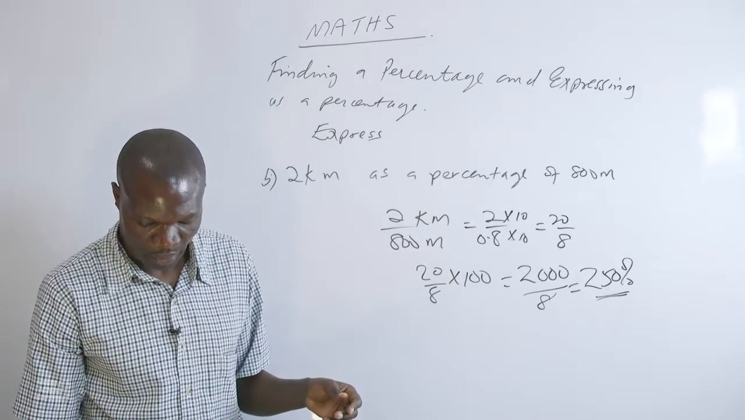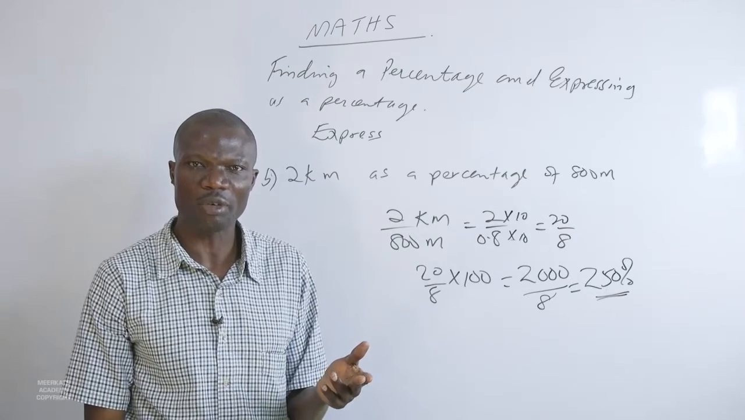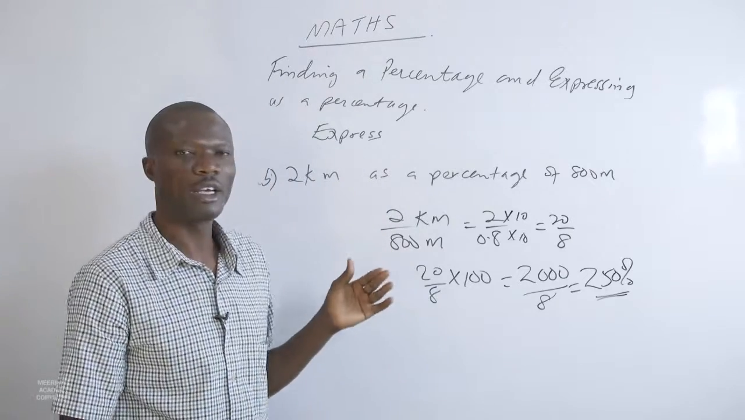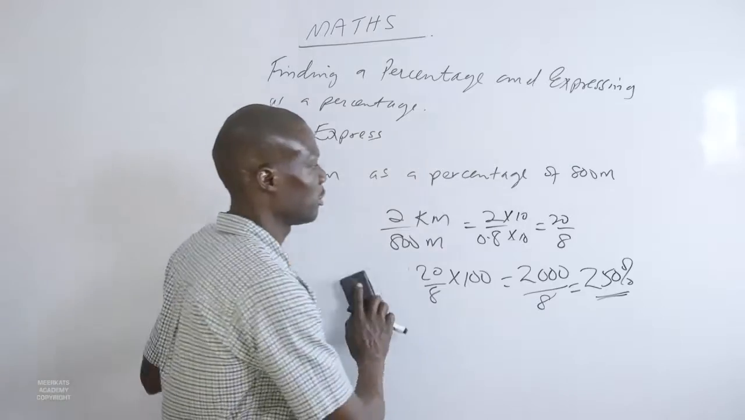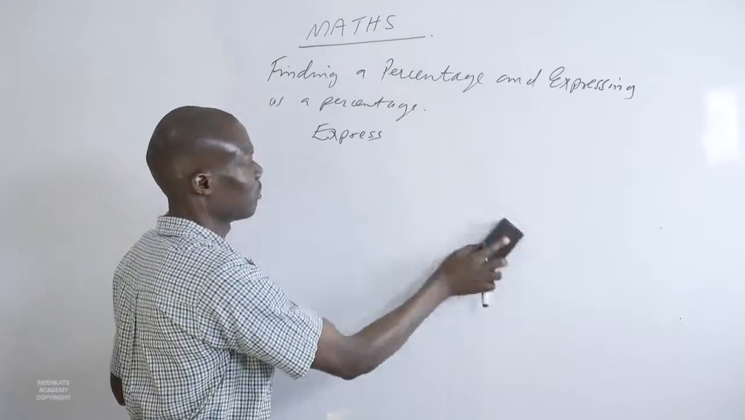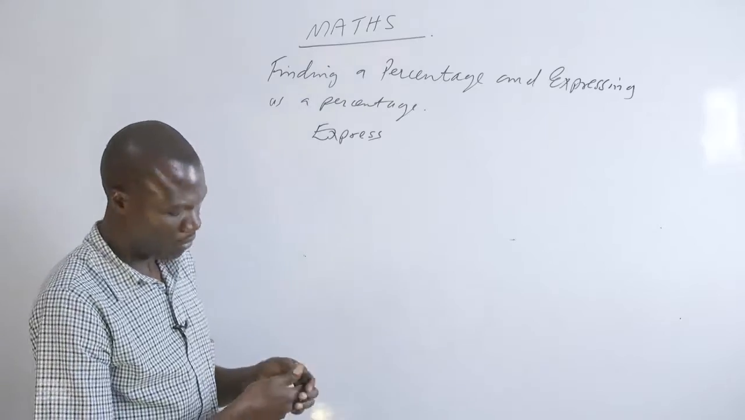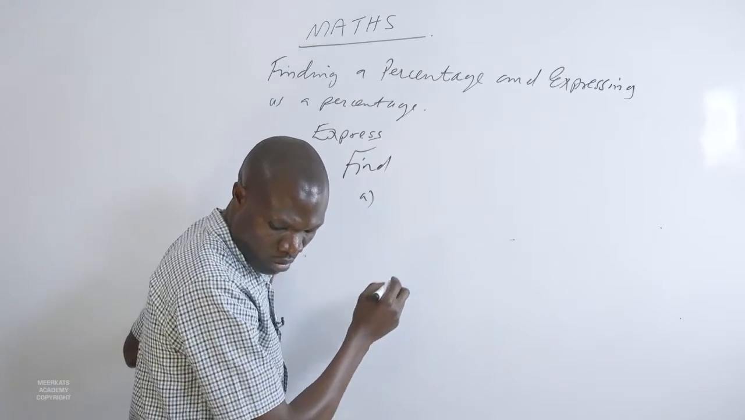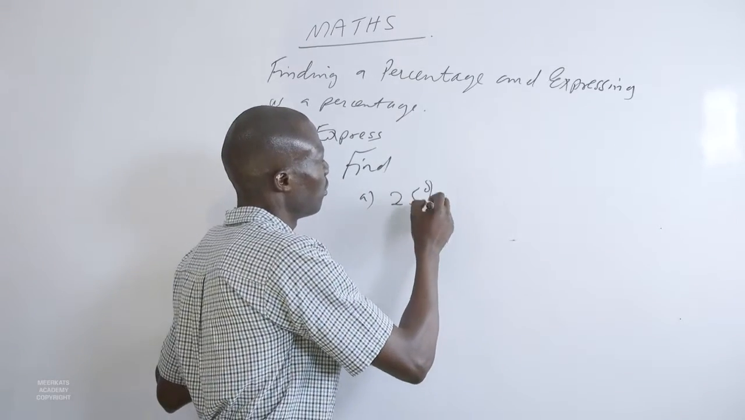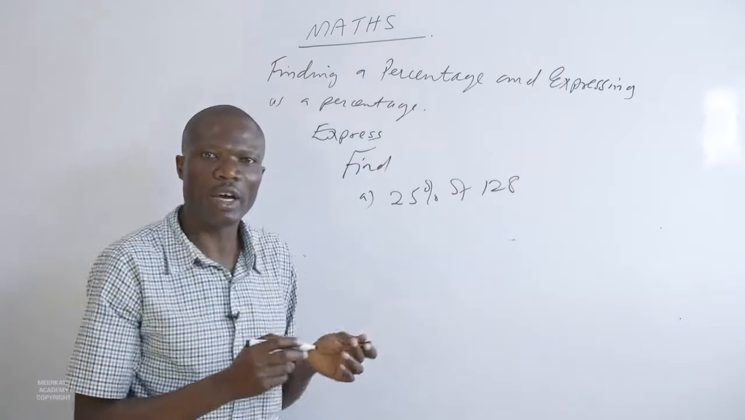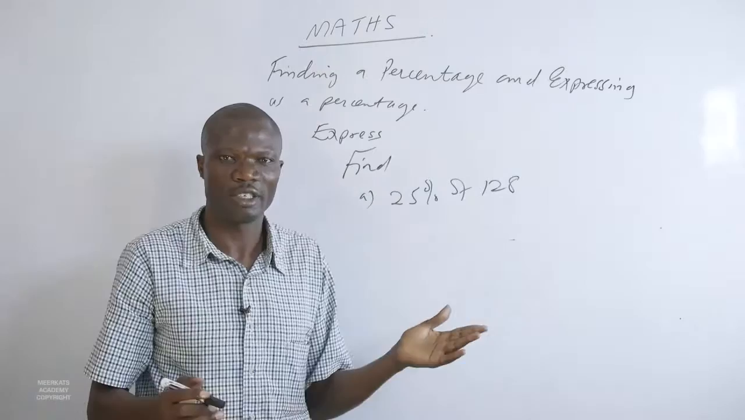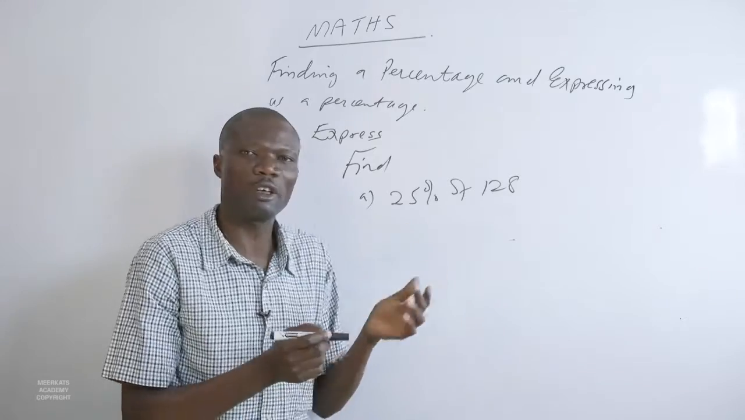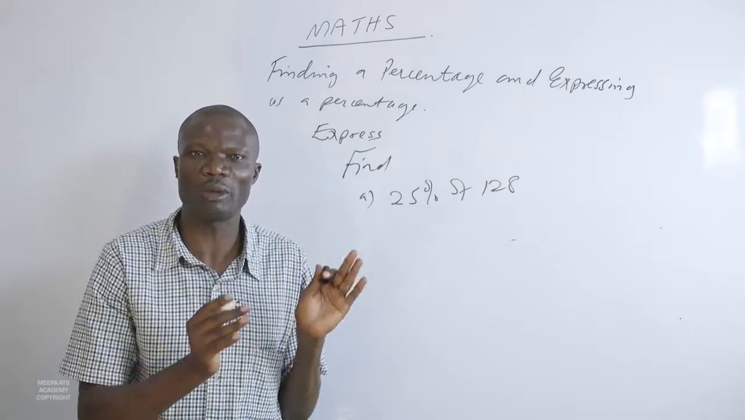percentage. Now, what if we have a percentage and we want to find the quantity that we have? Let us look at the last working, given that you have a percentage of certain units. Find 25% of 128. As we said earlier on, this is straightforward. 25% of 128. The first part, express the percentage as a fraction.